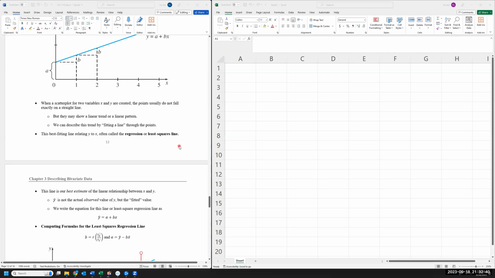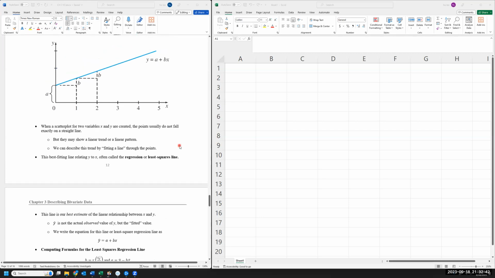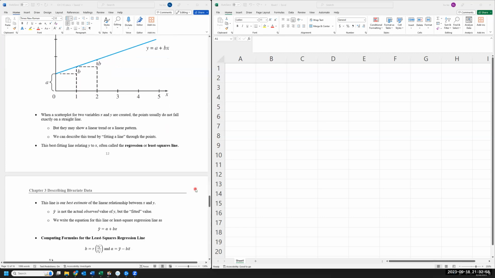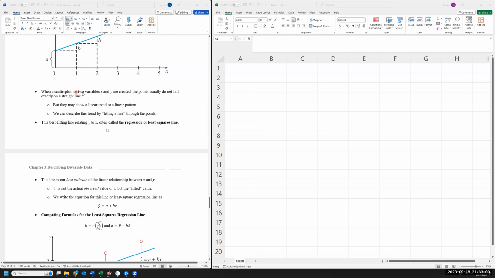Okay, so in an ideal world, all the data points land on this straight line. But we know we don't live in that world, and we need to quote unquote fit a line between a cloud of points. When a scatter plot of 2 variables, x and y, are created, the points usually do not fall exactly on a straight line. So we have a situation like this.